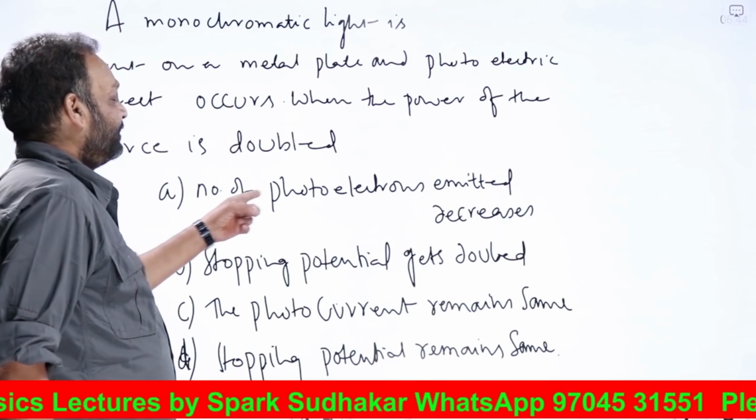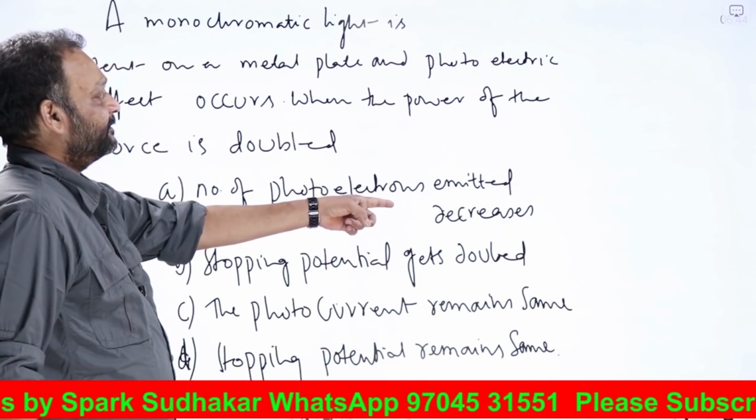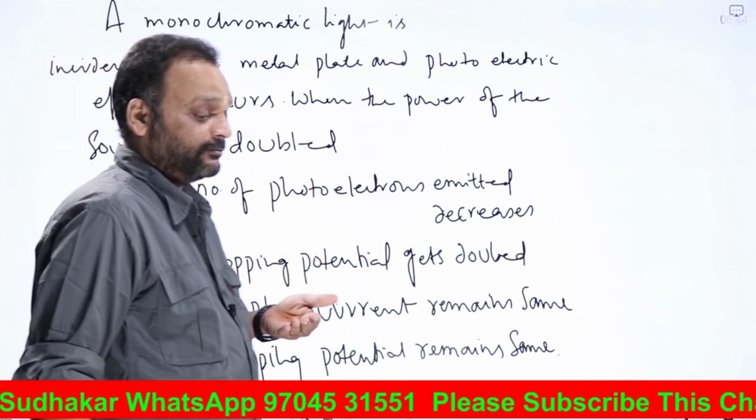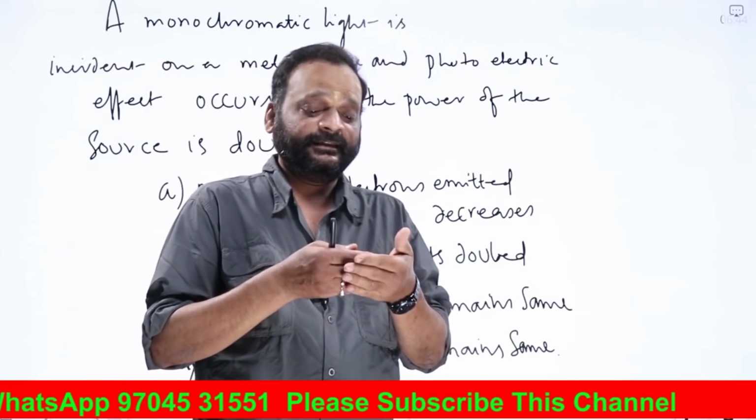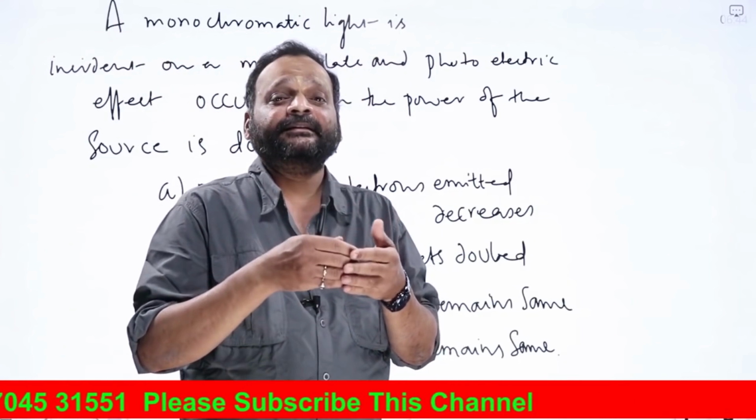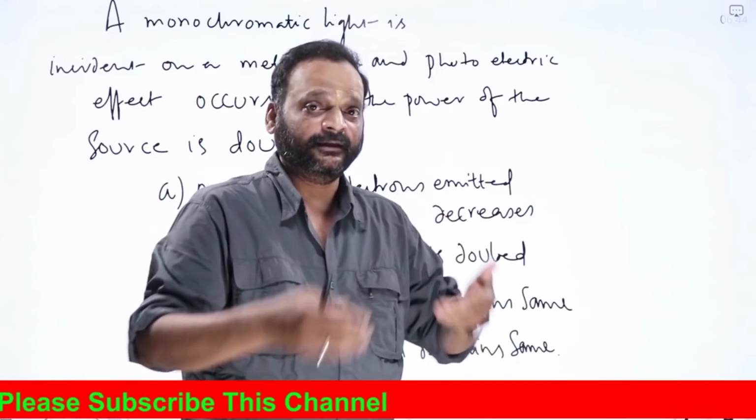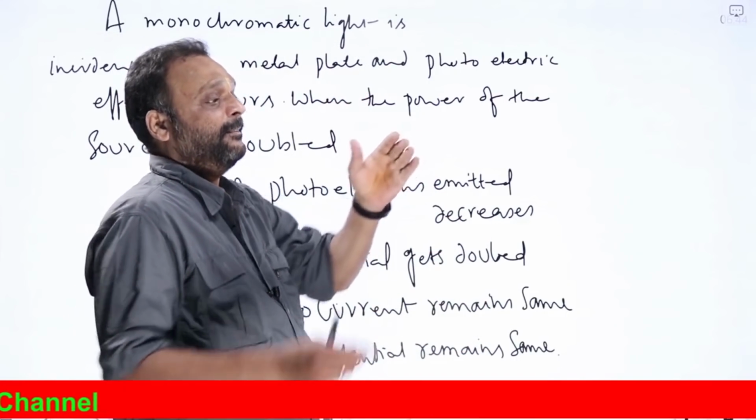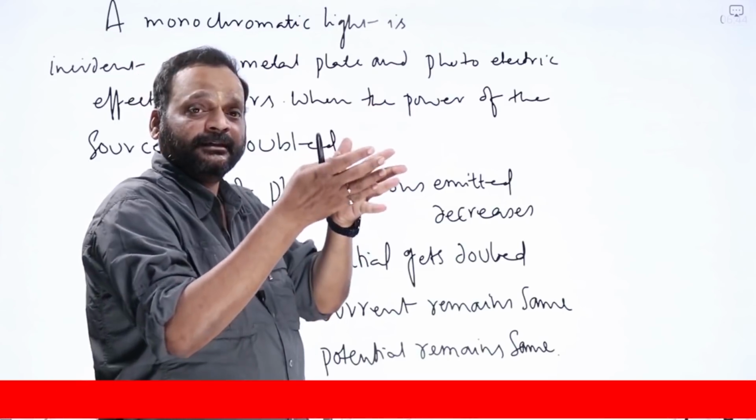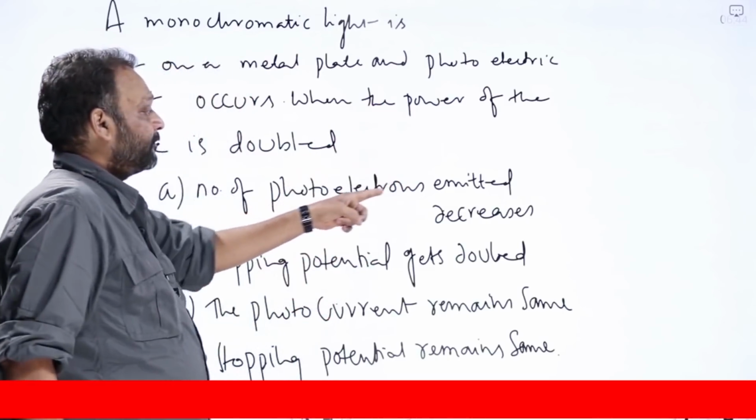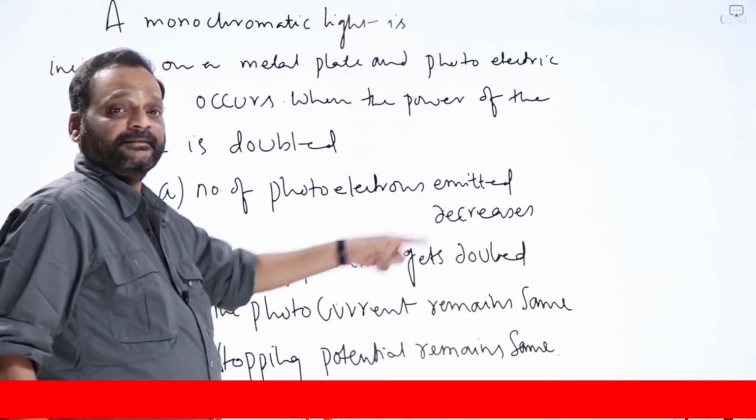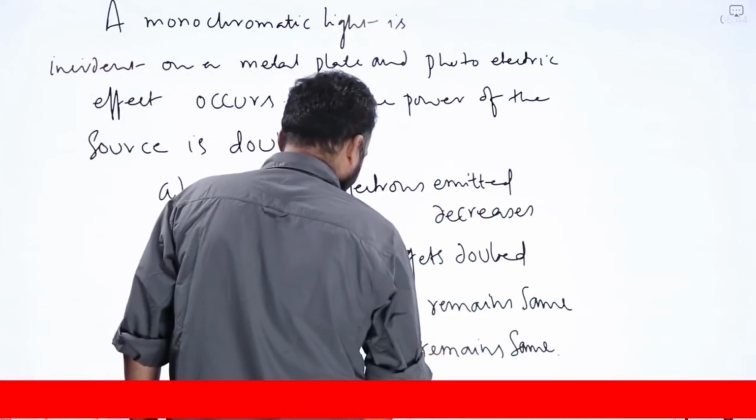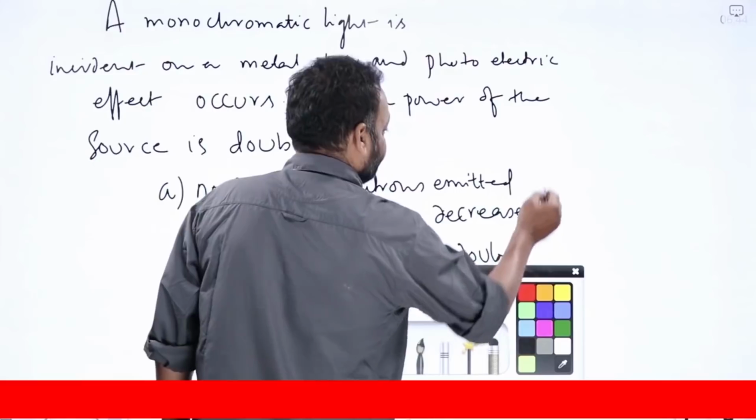Number of photoelectrons emitted decreases when the power is increased? According to quantum theory, power is increased means number of photons emitted per second is doubled. Power is doubled means number of photons will get doubled, so number of electrons also will get doubled. So the number of photoelectrons emitted decreases, this is not the right option.